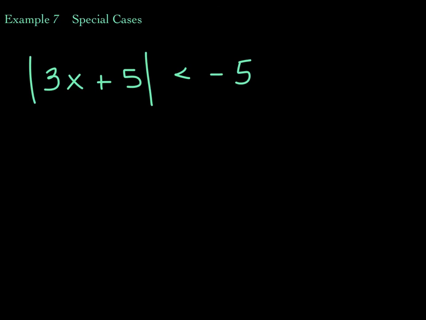Here we have another special case. The absolute value of 3x plus 5 is less than -5. Using my same logic, when will something positive be less than something negative? Never. Something positive is never less than something negative, right? It's actually the other way around. So this one, again, is no solution.